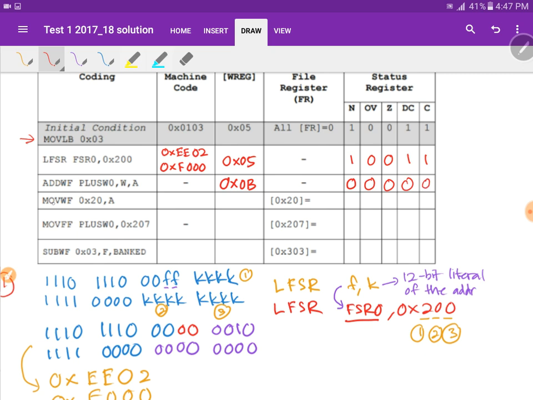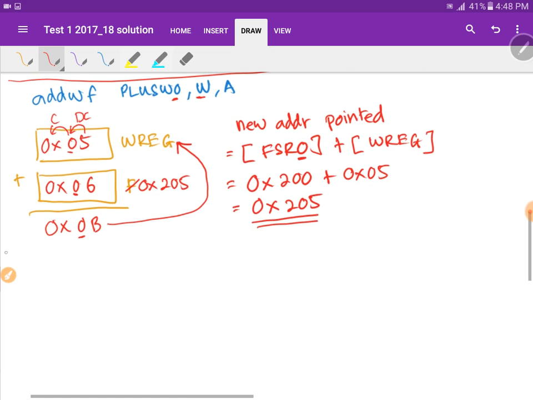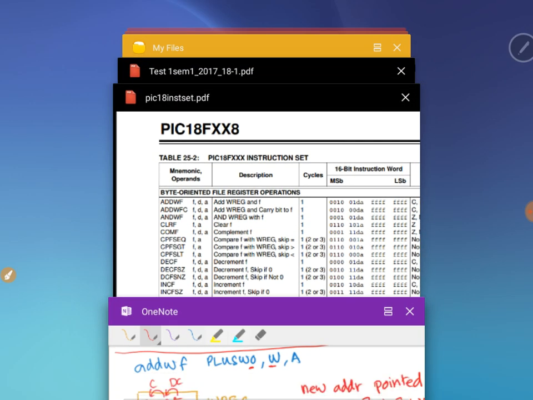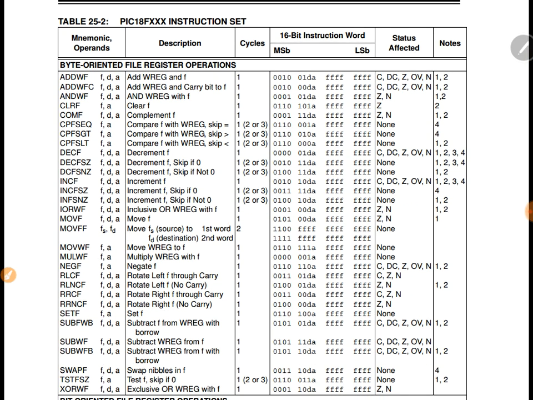Now let's look at the next one. Next is move the content of working register to the file register. So you're moving from working register to file register. You need to find out what is the machine code for move WF. Let me just put a line here so we can indicate this is the next one. So we're going to refer to move WF because we need to find out what is the machine code. So move WF, where is it? Okay, here. This is move WF, and it has the machine code of 0110 111A and then 8 bits of F.